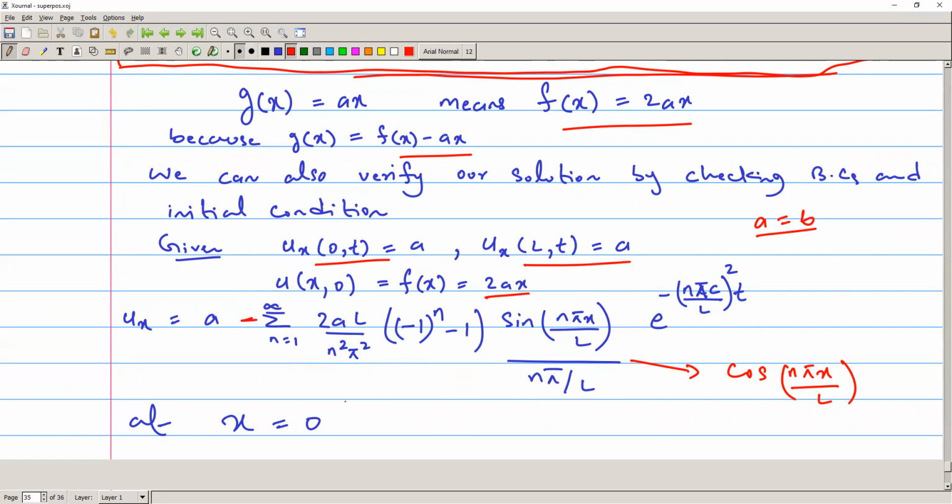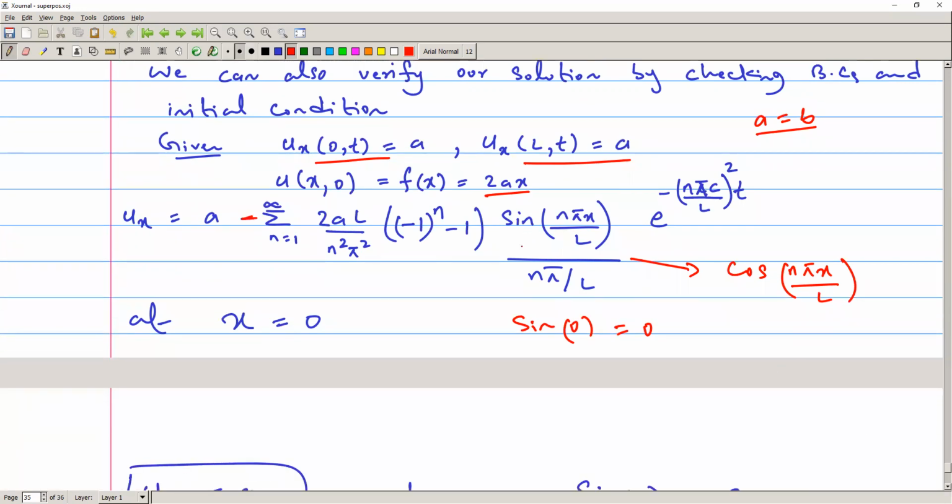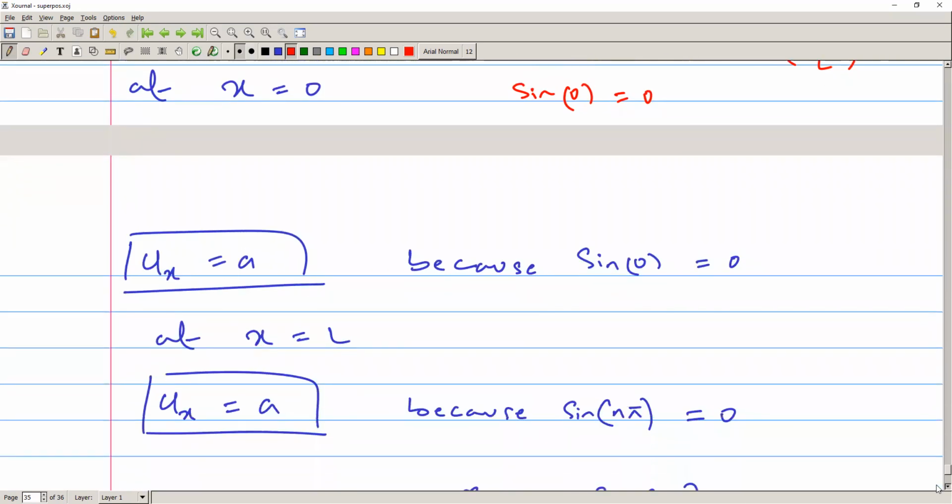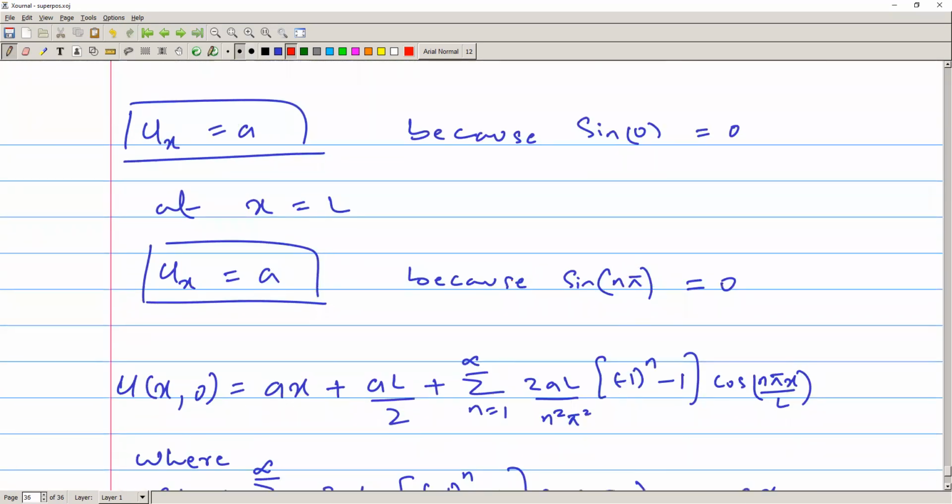So when we apply x equals 0, sine 0 will be equal to 0, so this whole function will be equal to 0, and we will be left with ux equal to a, because sine is in the product with all this stuff. And again, for x equal to L, same thing, we will get sine n pi in the summation, and sine n pi is equal to 0. So again, we will get ux equal to a. So we satisfied both the boundary conditions.